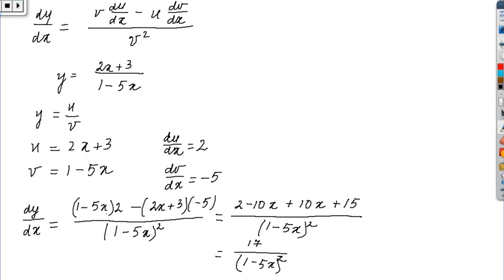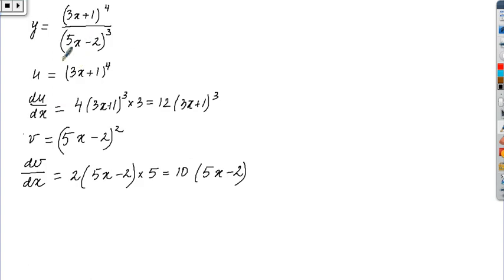Let's see another one, a little bit more complicated question. Okay, so here's an example. For example, y is 3x plus 1 to the power of 4 divided by 5x minus 2 to the power of 3. So again, we have a fraction here, and we are going to find dy by dx. We need to find u and v, and we need to find du by dx and apply the quotient rule.